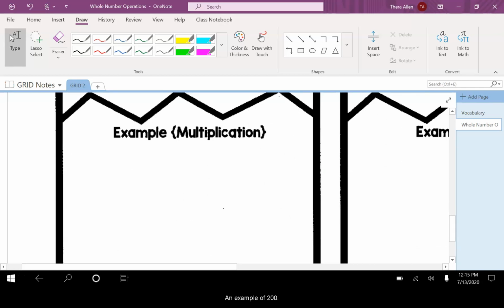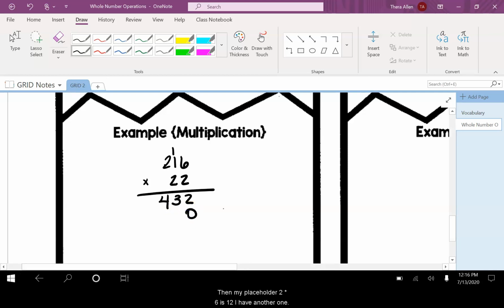An example, 216 times 22. Okay, 216 times 22. 6 times 2 is 12. 2 times 1 is 2, plus 1 is 3. 2 times 2 is 4.